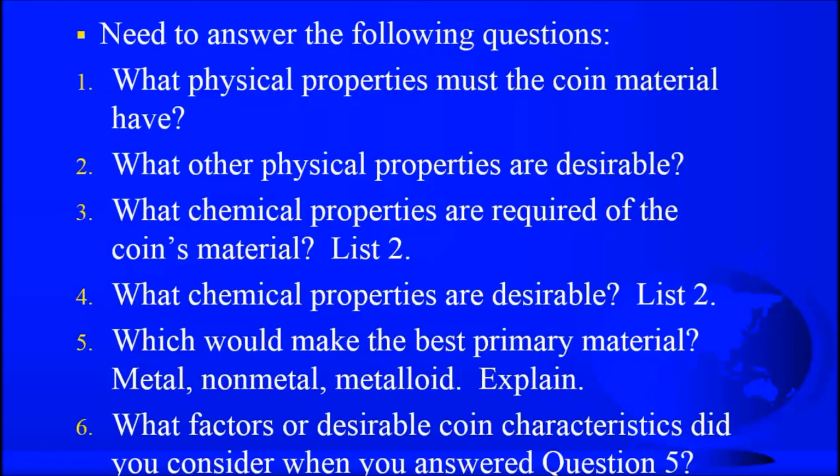What chemical properties are required? Is it corrodible? Does it corrode easily? Reacting with oxygen. How about number 5? Which would make the best primary material? Metal, non-metal, or metalloid? Explain. What factors or desirable coin characteristics did you consider when answering question number 5? All right, so make sure you answer those.